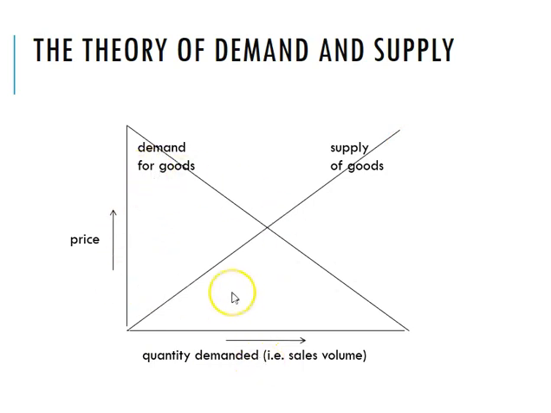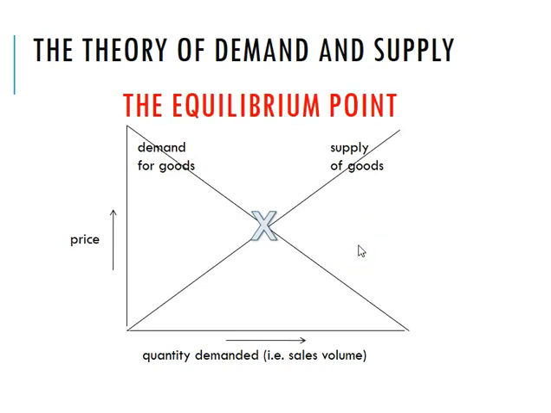So what you see here is this interactive effect where the equilibrium point is really right in the middle. This is where your demand, you've priced your product just right so that the quantity demanded is equal to your supply of goods.